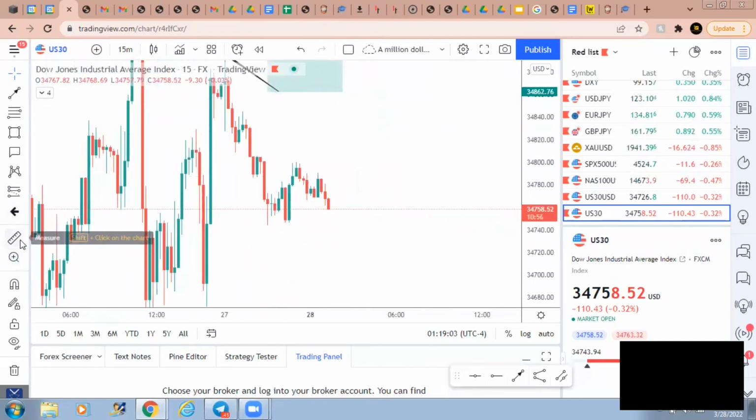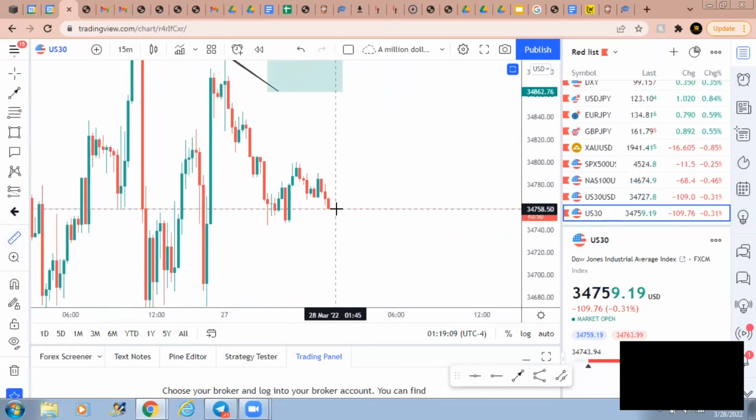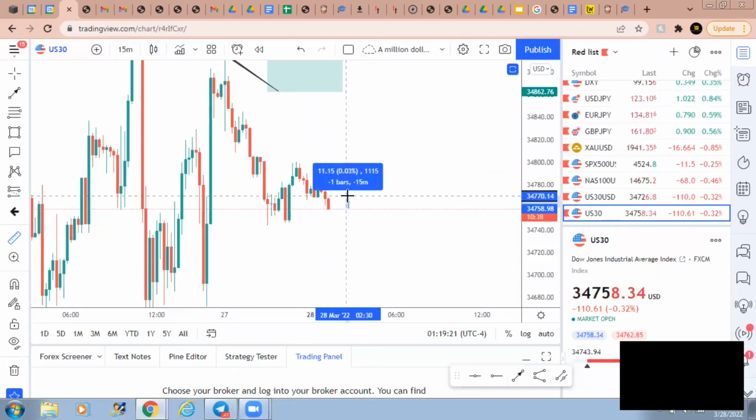Also, let's say you want to figure out how many pips. You can use the measuring tool. This right here is going to tell you how many pips the move is. So let's say, for example, I want to see the bottom of this candle to the top of this candle. That has to be at least 111 pips.